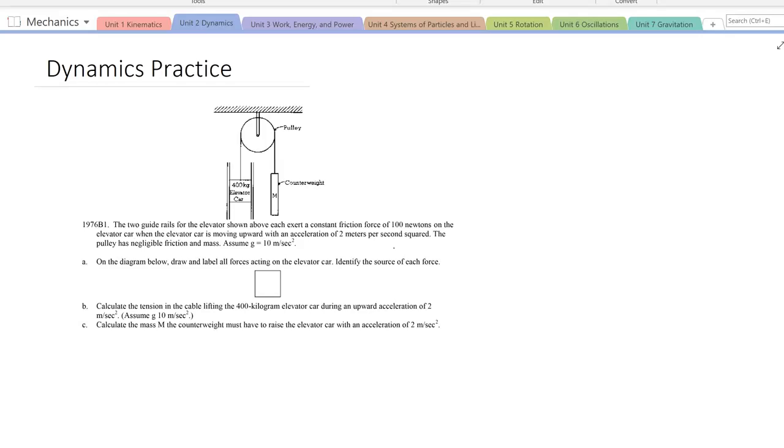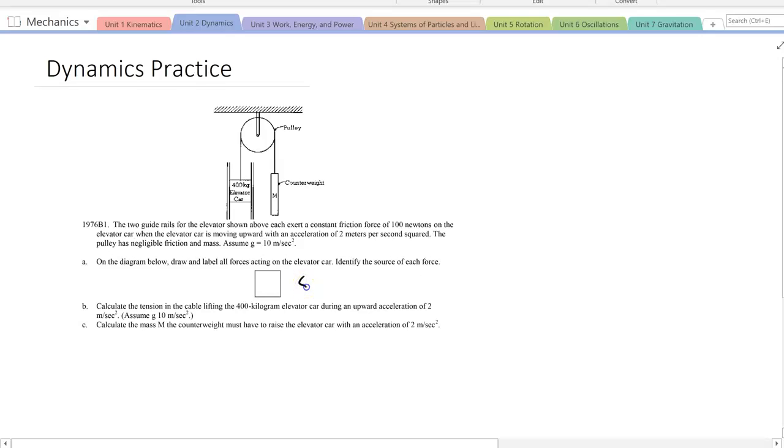Alright, so usually with any type of second law problems, we like to identify forces on an object, right? That's usually what the first question will be about. So here we have it. On the diagram below, draw and label all the forces acting on the elevator car. Identify the source of each force.